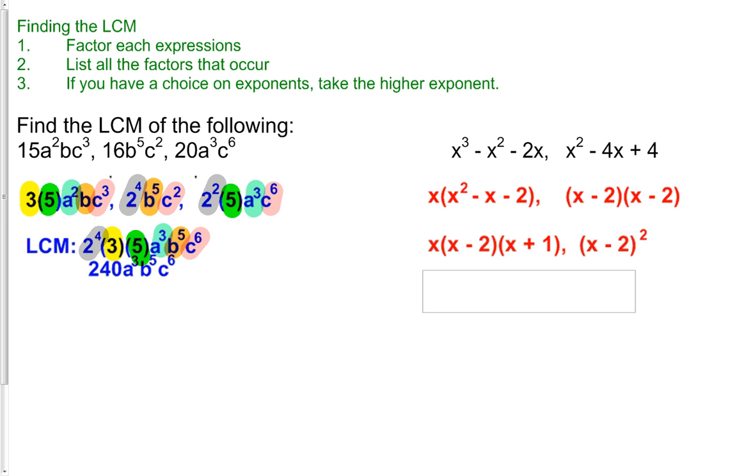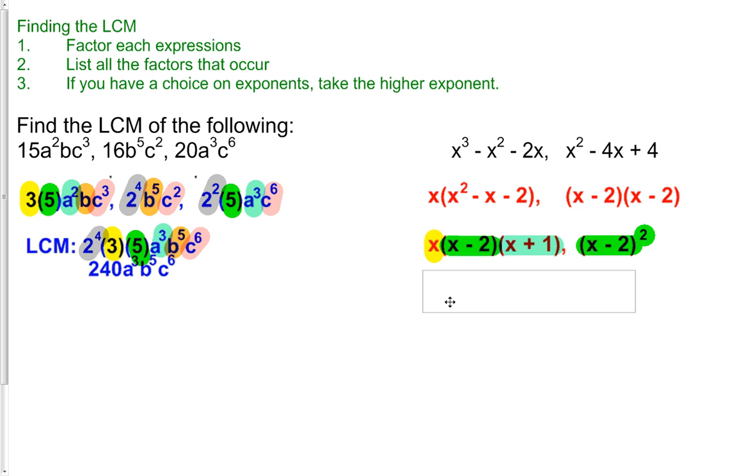Last step, we need to make sure that all of our factors are represented in our least common multiple. So we have an x out here. It looks like that's the only x we have, so it'll be to the first power. We have an x minus 2 factor. We have an x minus 2 factor on the other side, and that's to the second power, so that'll be the highest power. That'll win out and effectively eliminate that. And then an x plus 1. We don't have that on the other side, so we'll just keep that to the first power in our final answer.